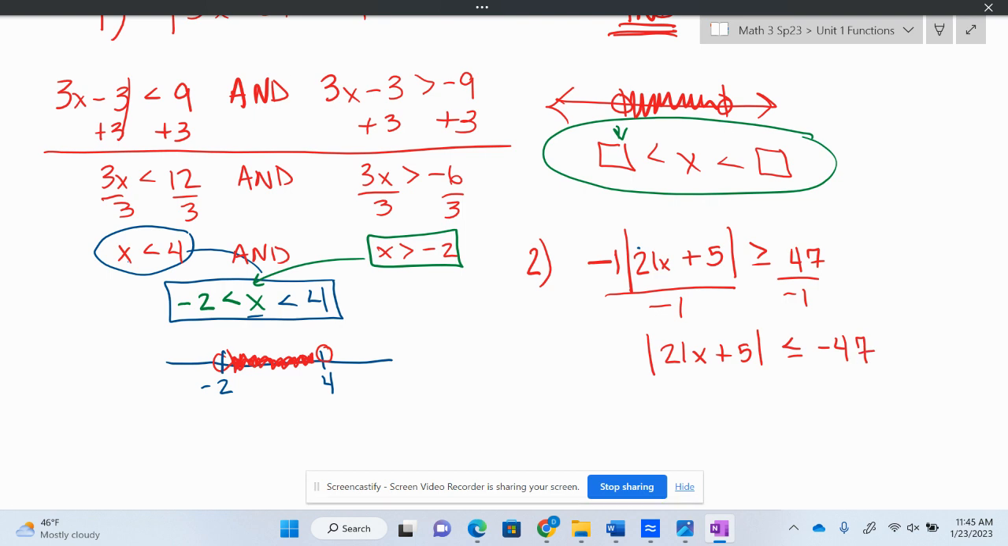So when is that absolute value going to be less than negative 47? When can the absolute value of anything be less than a negative number? Never, right? No solution. Okay, this is a no solution.